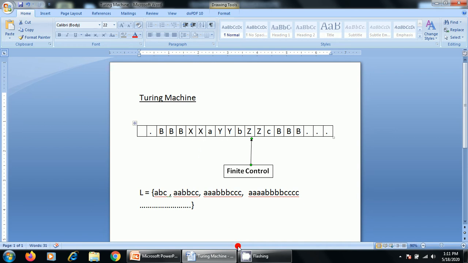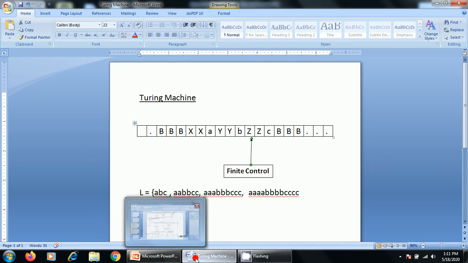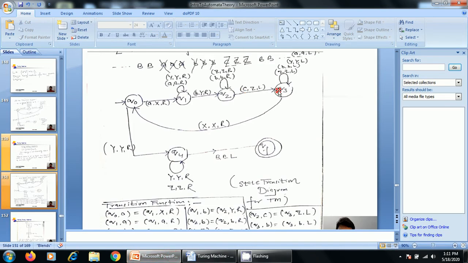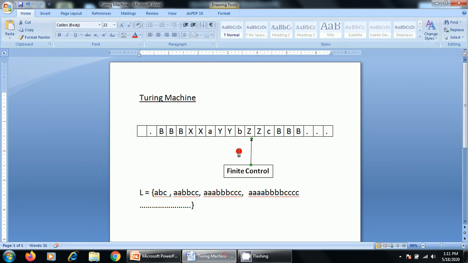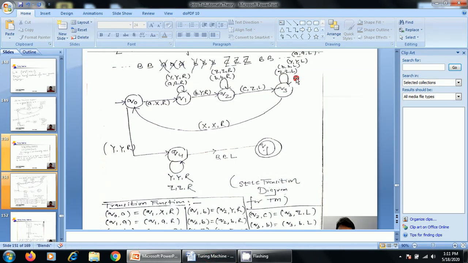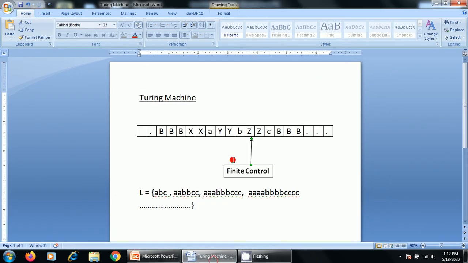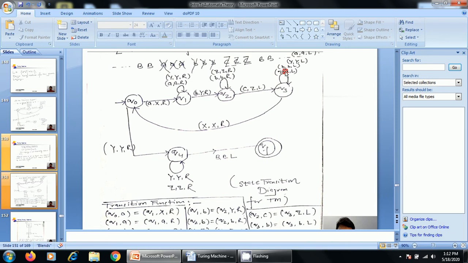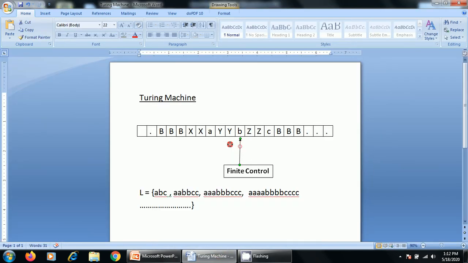Okay, first X. Now what we have to do is, if there is Z, keep it Z and move left, and we stay in the same state Q3. If there is a B, then again cross B: if B, keep it B and move left.